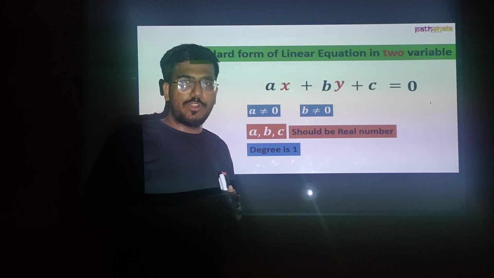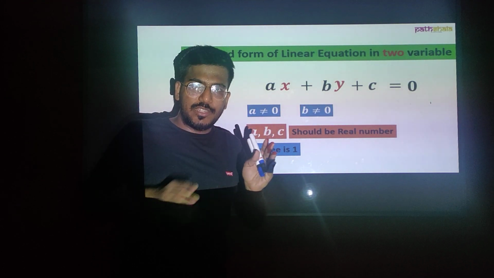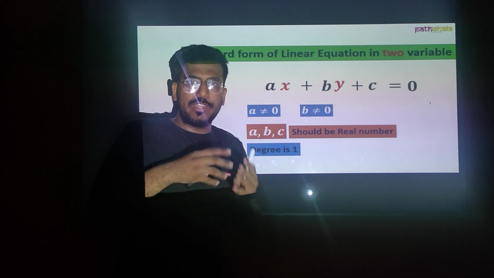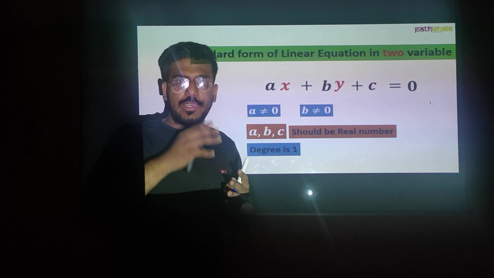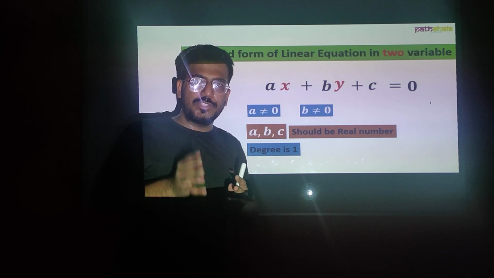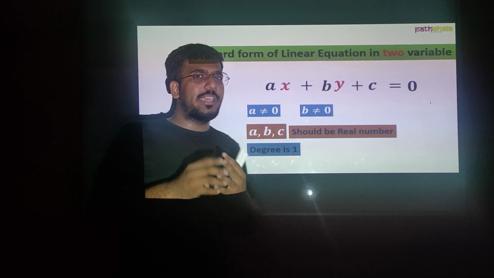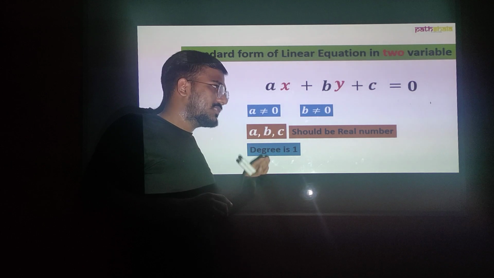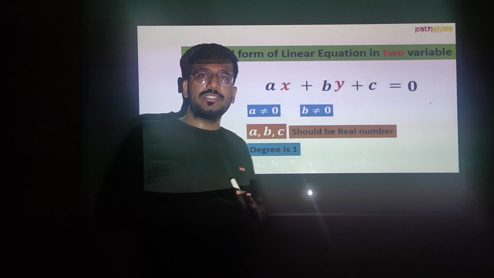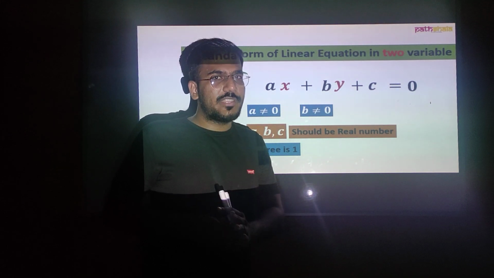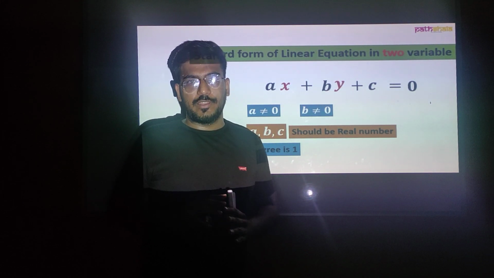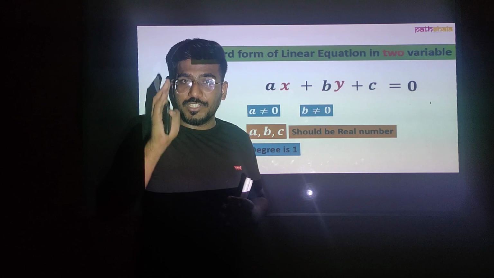Once again, what do we mean by real number? Rational, irrational. What were in rational? Integers. In integers there were fractions, ratios, positive numbers, negative numbers. It can be any sort of number. Fine. So these are the three conditions which say what an equation needs to become a linear equation. I hope till this point it's very clear. So once again, what is the standard form or general form?